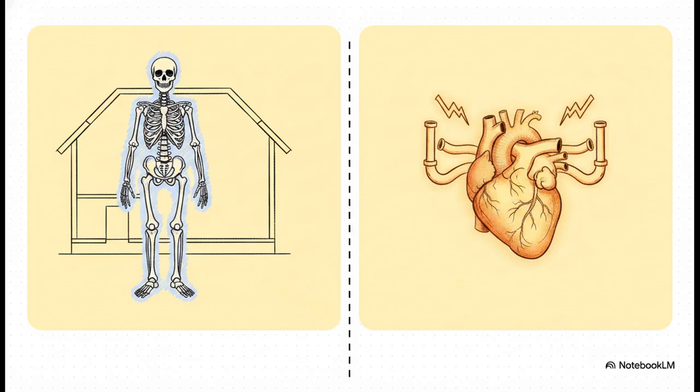On the other side, we have functional imaging, like PET and SPECT scans. These show us the electricity and the plumbing, so to speak. They reveal active biological processes, cellular metabolism, blood flow, which is absolutely crucial for spotting diseases like cancer. The catch here? They usually have really low spatial resolution.